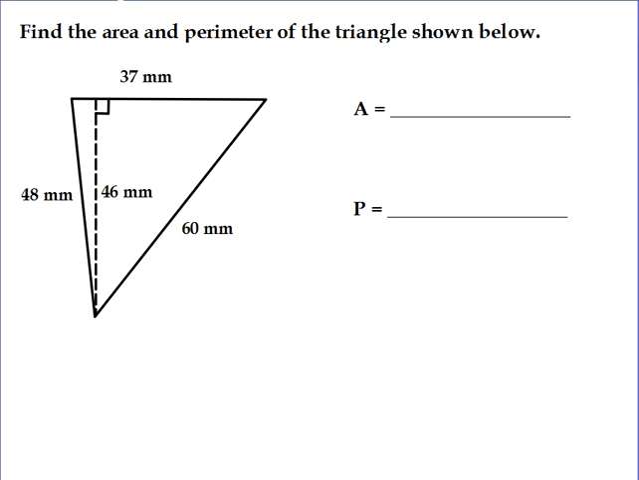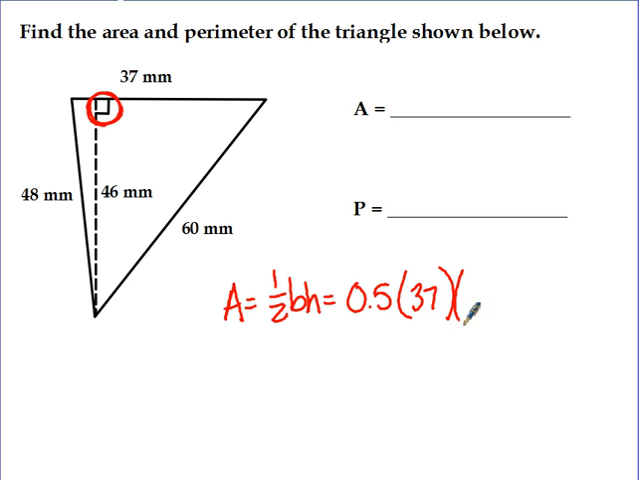So, for our first triangle here, okay, area and perimeter. Remember, area is 1/2 base times height. So I'm going to turn that 1/2 into a 0.5. Now, base and height, remember you're looking for the right angle. So there it is. So my base is going to be that 37, and my height is 46. So when you multiply all of that out, you get 851. And don't forget your units. Just like rectangles, with area, the millimeters will be squared.